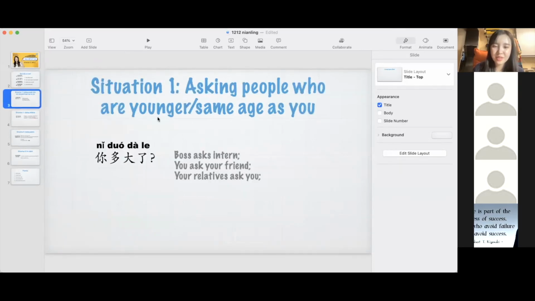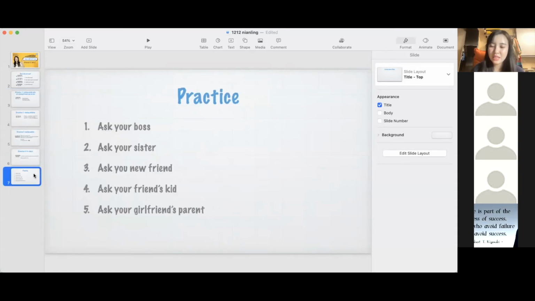Because here, you are asking people who are younger or the same age as you. If this friend is the same age as you, you can also use option 1, okay? 你哪年的 is the most appropriate question that won't get you wrong.